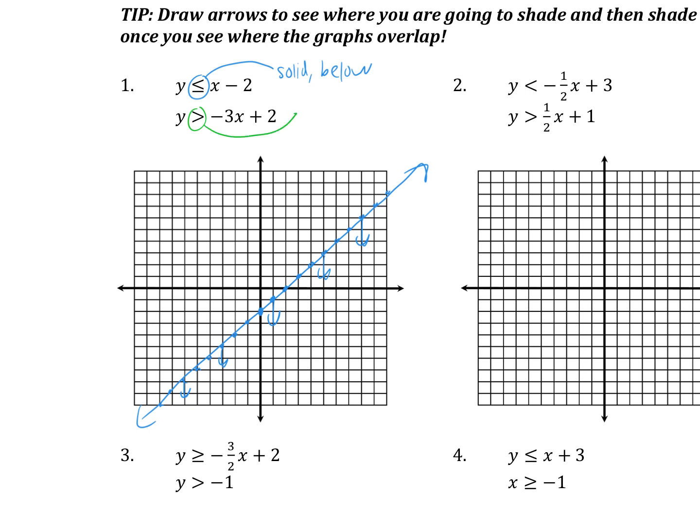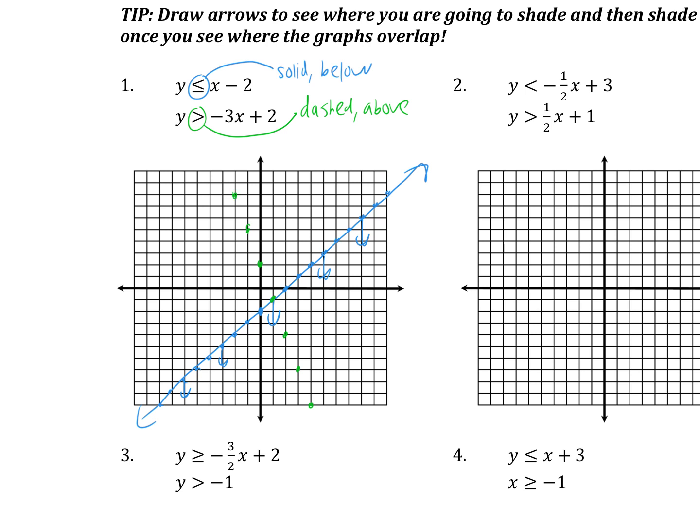All right, how about this one here? We've got y is greater than -3x plus 2. Solid or dashed? It is dashed. Is it above or below if it's greater than? Above. So we're going to graph this. We're going to go up 2, put a point. Down 3, right 1 is our slope. Down 3, right 1, and also up 3, left 1.